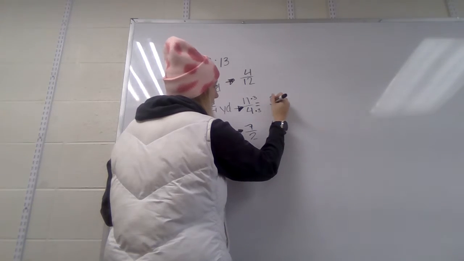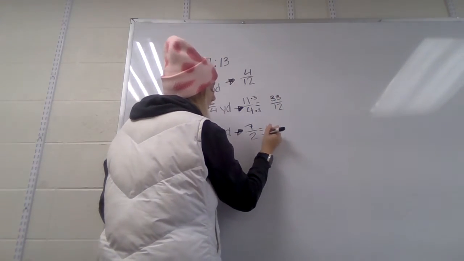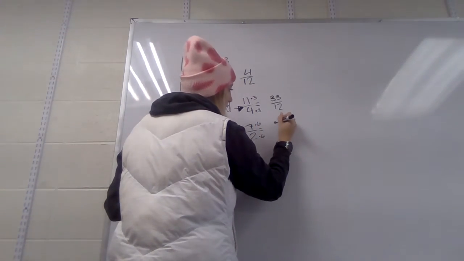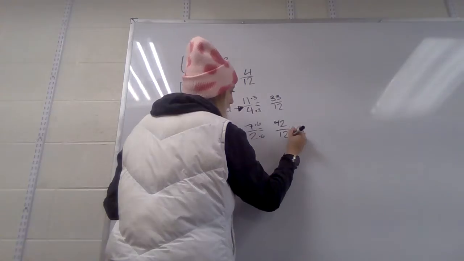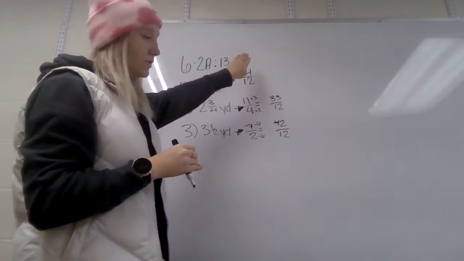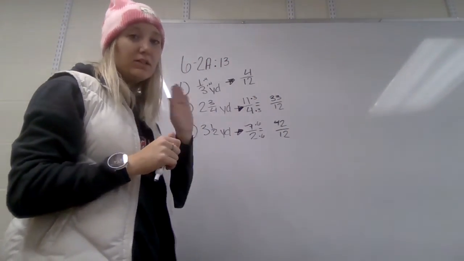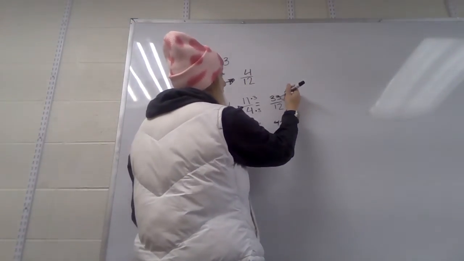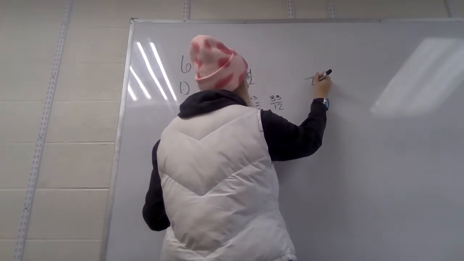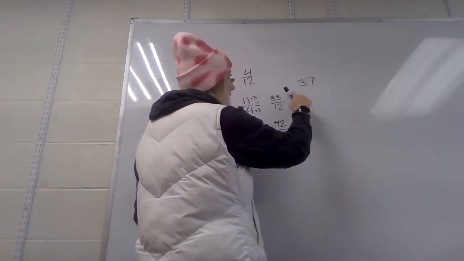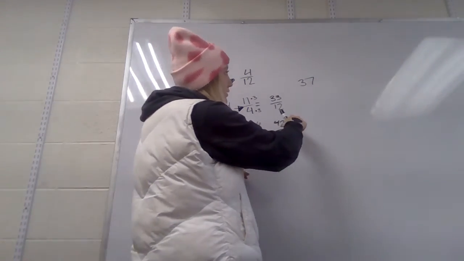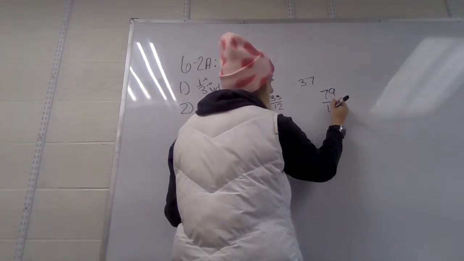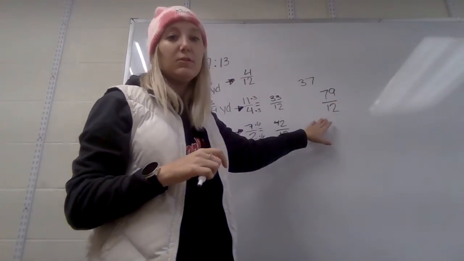So 4/12, 33/12, and then times by 6, times by 6, 42/12. Okay, now I'm just going to add the top numbers because my bottom number stays the same with adding. So 4 plus 33 is 37. 37 plus 42 would be 79/12. Now I just have to simplify this.